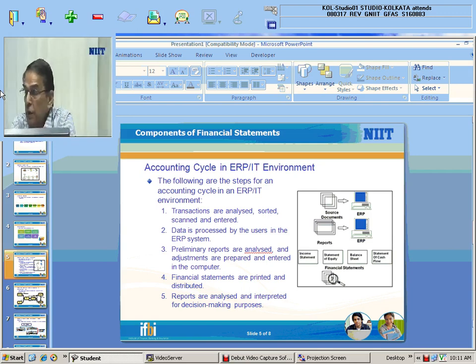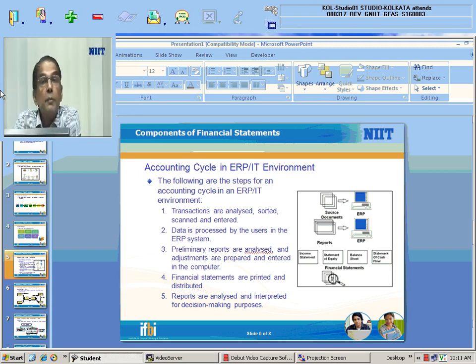Data can be processed by the users in the ERP system. So that data processing can be done by the various users of the ERP system. Preliminary reports will be analyzed, and if necessary, adjustments will be prepared and entered in the computer. Then financial statements will be printed and distributed. The reports will be analyzed and interpreted for decision-making purposes.